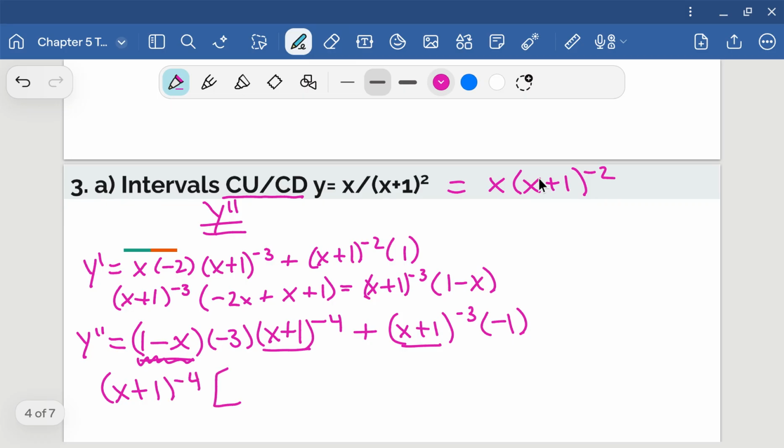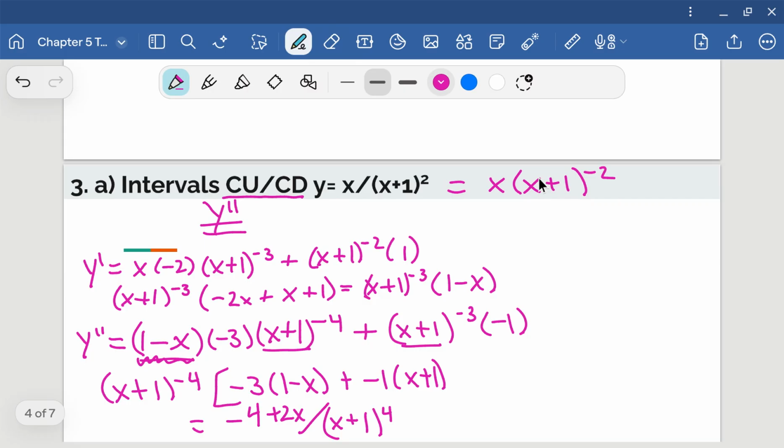And when I do that, I'm left with -3 times 1 minus x plus -1 times x plus 1. So I need to simplify everything within here, and it ends up being -4 plus 2x all over x plus 1 to the power of 4. So now that I have that, I can solve for x, and I'll see that my denominator gives my one point of discontinuity to be -1, and then from the numerator, what makes the whole thing 0 is going to be the value of 2.